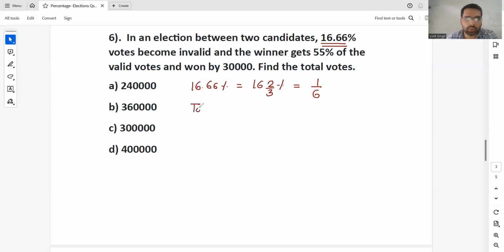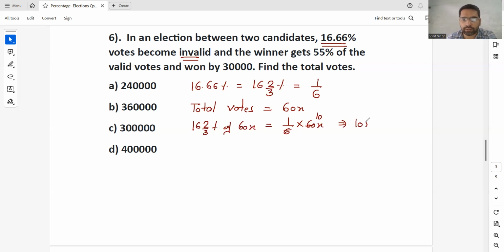So here we will take the total votes as 60x. Total votes is 60x. Invalid votes: invalid means 16 2 by 3% of 60x, which is 1 by 6 of 60x. 10x is the invalid votes.